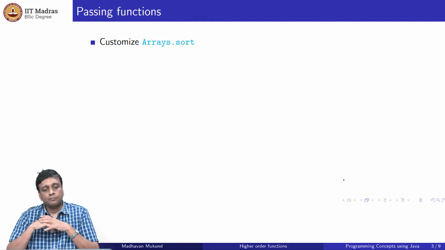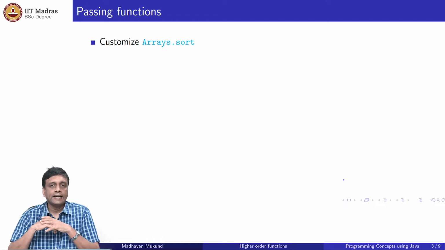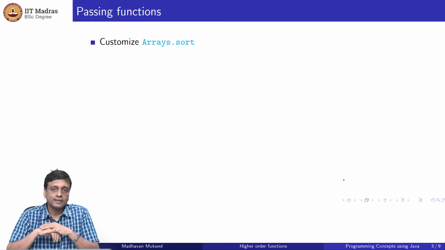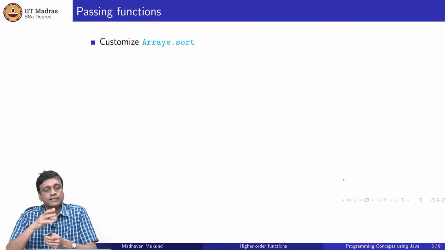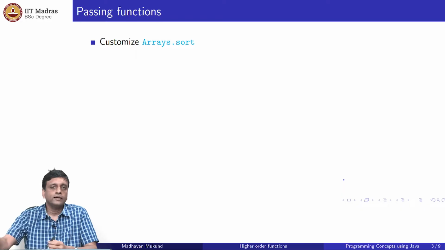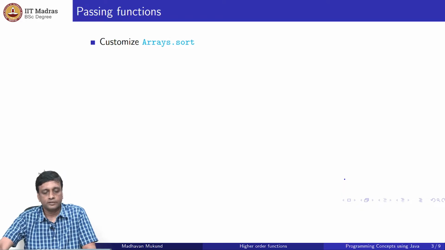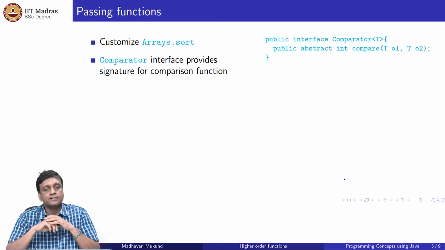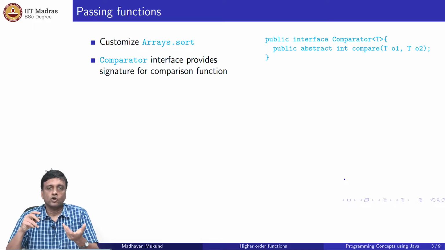So let us look at another example. We have a family of static methods called sort in the Arrays class, which allows us to sort many different things. It is static, and the distinction between sorting an array of doubles, floats and so on is done through overloading of the signature. Now we can customize this by passing a function which tells Arrays.sort how to compare elements, because ultimately what is sorting but comparing elements and putting the smaller one before the bigger one, say in ascending order. For this there is an interface again, because we need to pass a function.